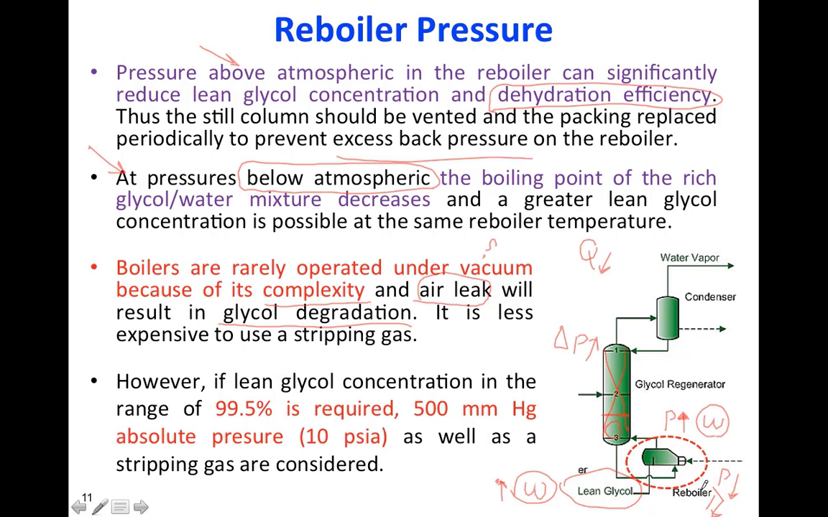So instead of decreasing the pressure, sometimes we can use a stripping gas inside the reboiler. This stripping gas sometimes can be the vapor itself, saturated vapor, or some other inert gas. The stripping gas can remove some of the water for us, which is easier. So instead of using lower pressure, which is problematic, we can use the stripping gas in the reboiler. I have a photo that shows how we use this stripping gas, and I can show you in the next slide.